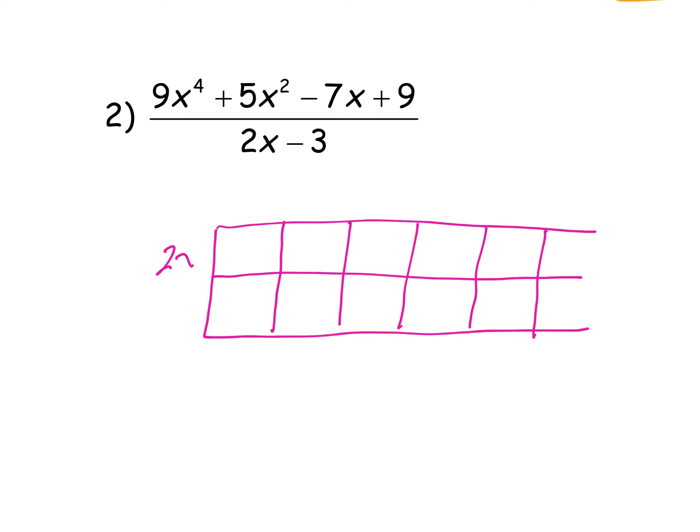Okay, so I've got 2x minus 3. And I have to get, oh, that's right. I forgot to take this one out. Okay, we're going to work through this one. 9x to the 4th. This is a lovely one. What do I multiply 2x by to get 9x to the 4th? 9 halves x to the 3rd, 4.5. Nice. I need to make sure I take this one out.